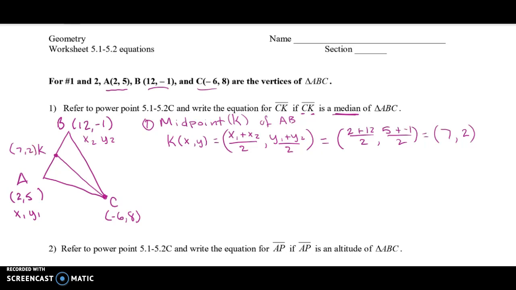Okay, so from here then we want to find the equation of that line. So now we've got 7, 2 and -6, 8. So the next thing we need to do, if we're figuring out the equation of the line, is to find the slope of CK. So that's going to be the slope formula.